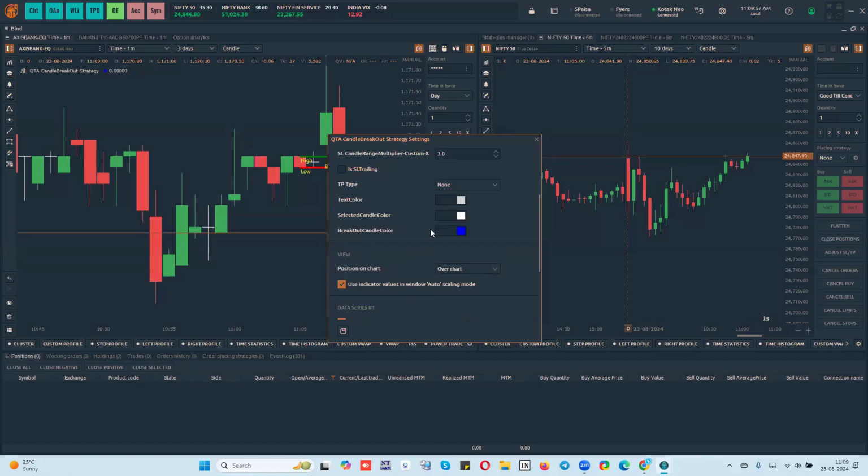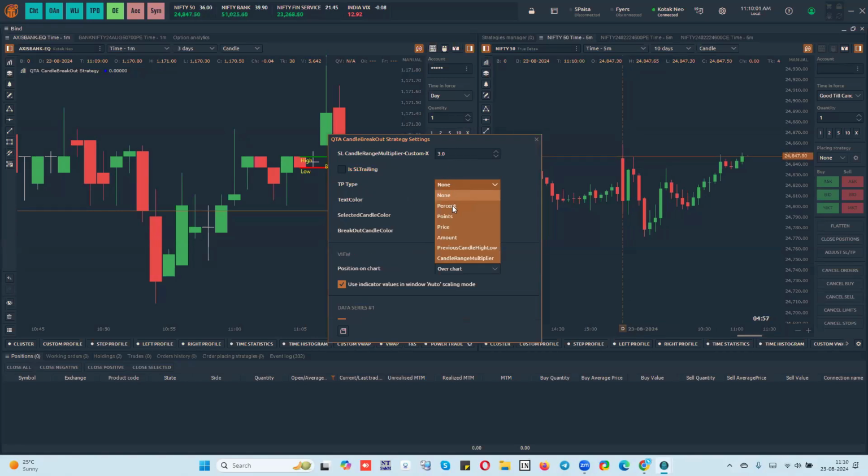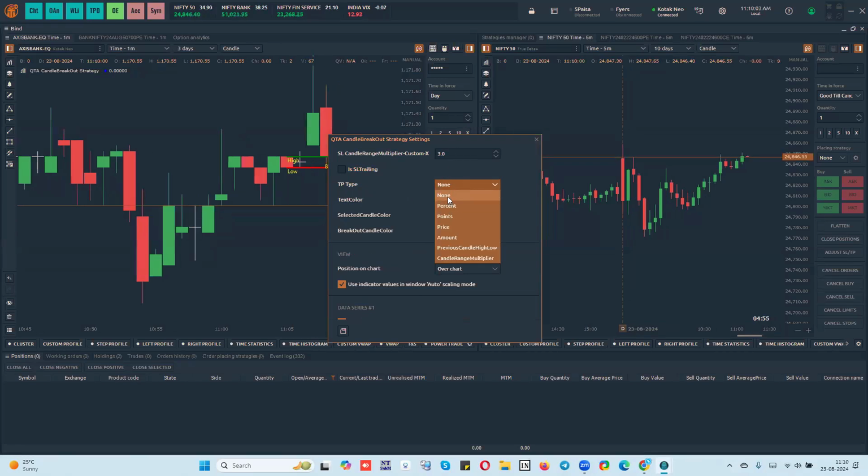Then you have the option for take profit. Similar options are available as in the stop loss. None means you do not want to put a take profit. You can put a take profit in percentage or points. You can specify a price and price value as well, or the amount in terms of absolute value, and the previous candle high low and candle multiplier.